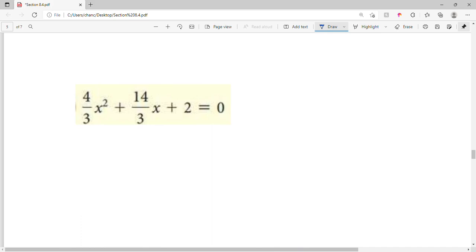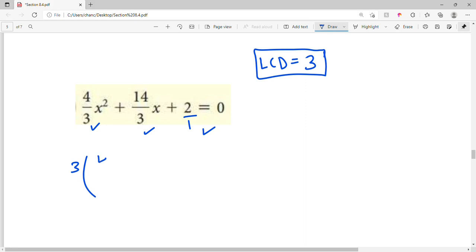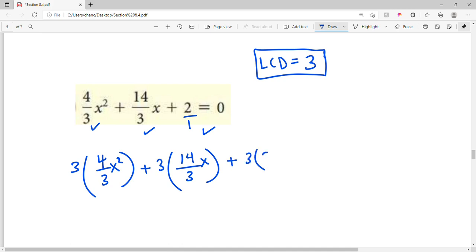For this problem, I want to start by finding the LCD of the denominators. In this case, we have denominator 3, 3, and this one has an invisible 1 as the denominator, so the LCD is 3. Multiply every single term by 3 to get rid of those fractions. And again, we're going to multiply every single term by 3 on both sides of the equation. Every single term is multiplied by 3.